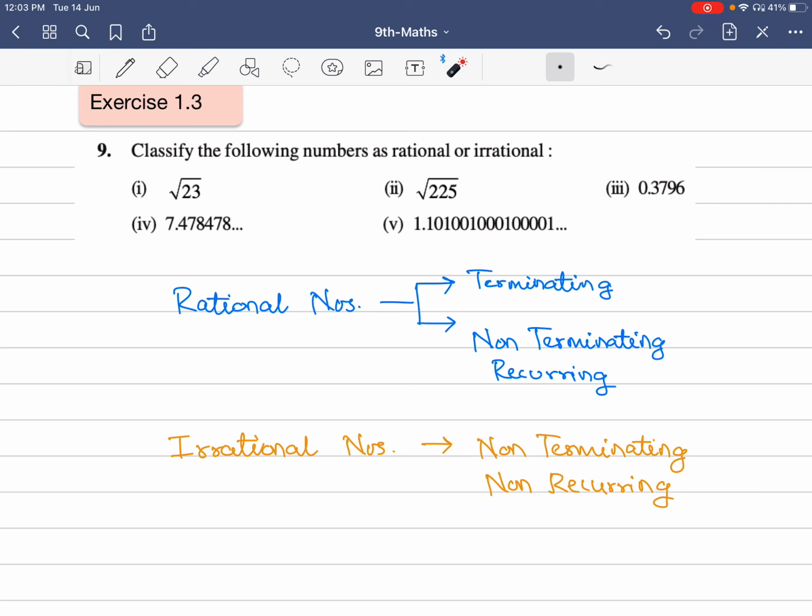So let's start with the easy one. Let's look at this number 0.3796. It is a terminating number. It's terminated. There is nothing non-terminating. So very obviously this is our rational number. So I'm going to just write here rational number. Okay, so this is done. Simple. Let's go with another simple example.